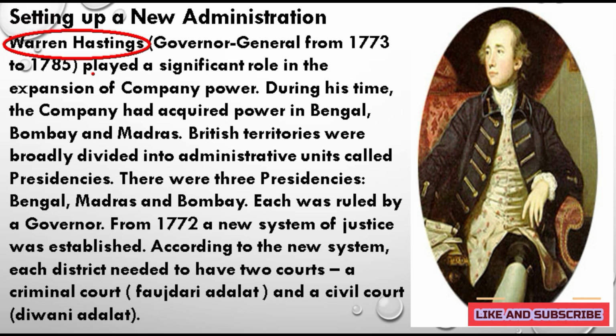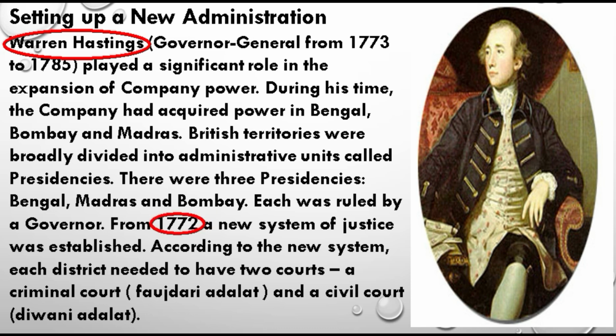Students, at that time British territories were mainly divided into three main administrative units, known as presidencies. These were Bengal, Madras and Bombay. Each unit was ruled by a governor, but the supreme head of the administration was the Governor General, Warren Hastings, who was the first Governor General and introduced several administrative reforms.